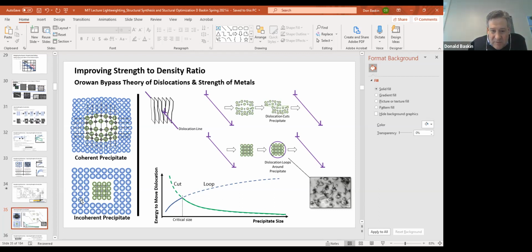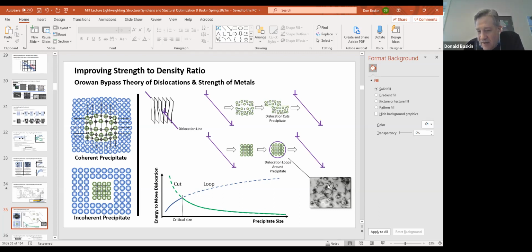On the bottom here, we have an incoherent precipitate. I've done a pretty miserable job of drawing this because it really should have been drawn bigger. But as you see here, this is the precipitate, and none of the atoms really line up very well. It's an incoherent precipitate. It's its own little island. It doesn't match up with any of the planes in the aluminum. So when a dislocation comes through this region that has this incoherent precipitate, it doesn't actually cut the precipitate. It sort of wraps around it. And that, depending on the size, can require less energy than cutting it.